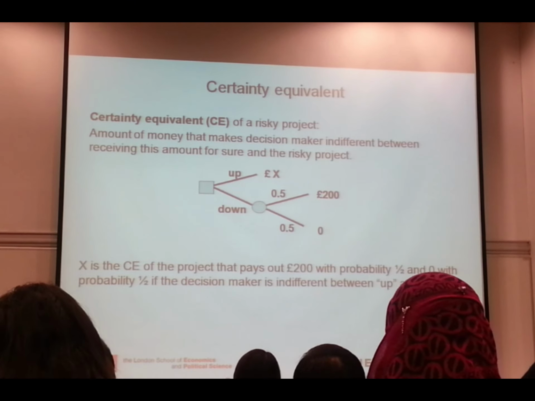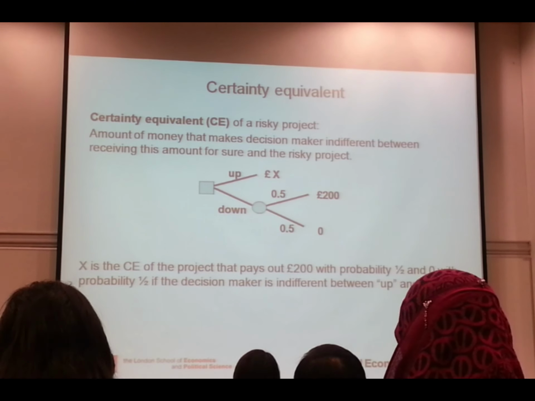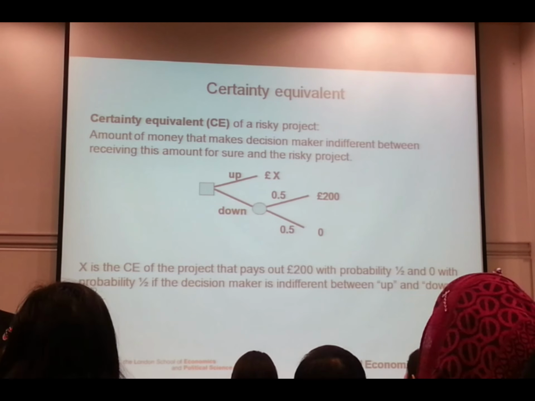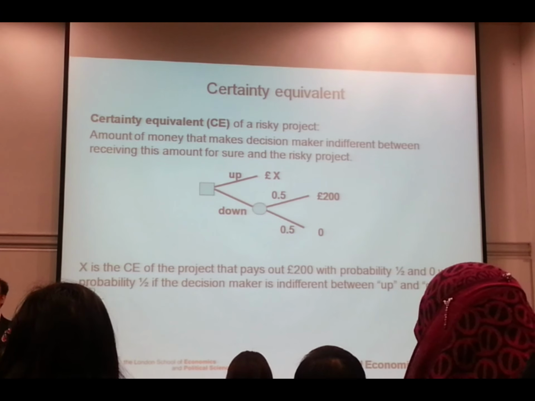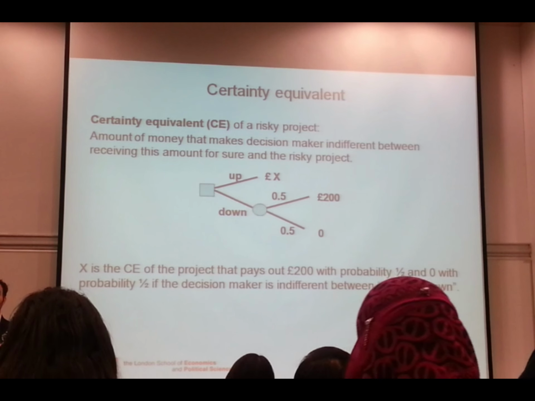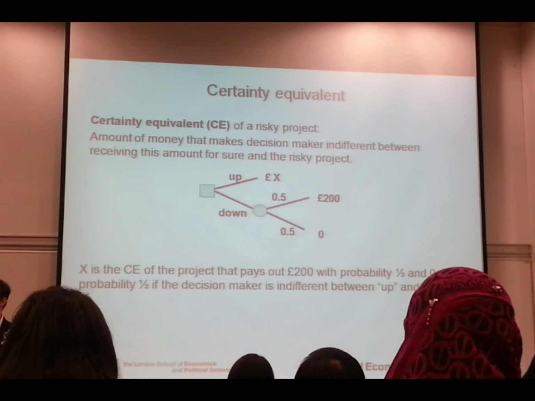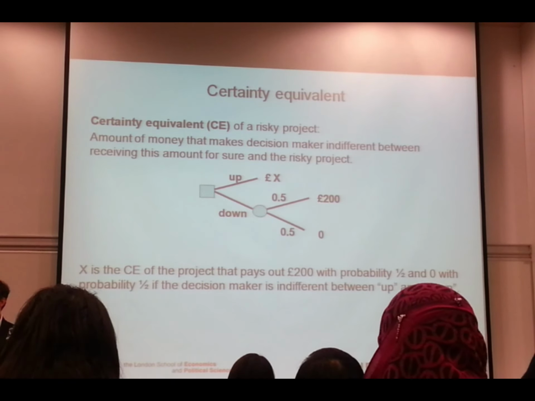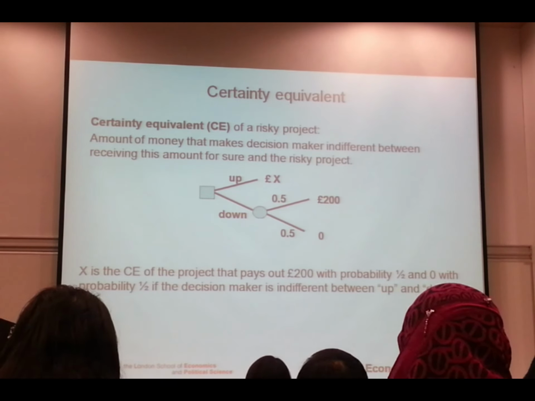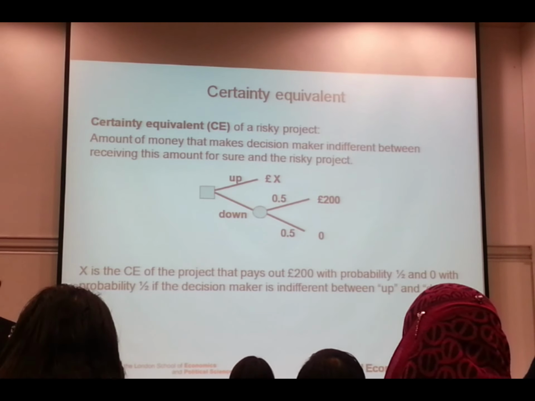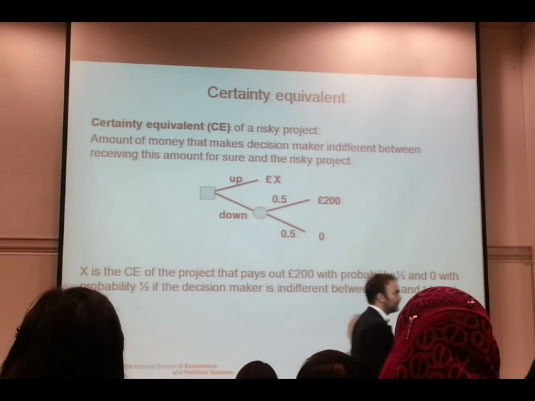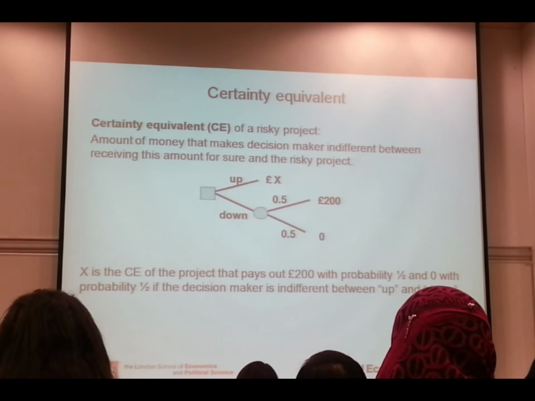So that means that if you are risk averse, for example, you might be willing to take an amount of 80 pounds, and you're still indifferent between the lottery that pays out 100 pounds in expectation or 80 pounds for sure. So the certainty equivalent of the lottery with 100 pounds expected value is 80 pounds. Okay, so that's the idea of the certainty equivalent.